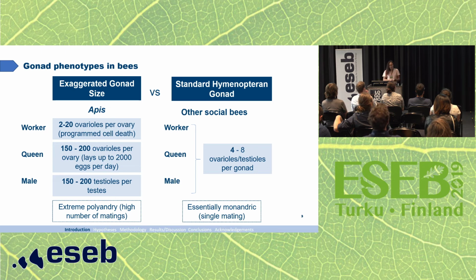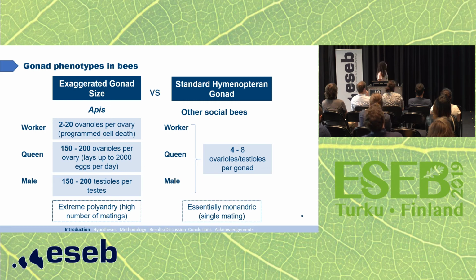So, really similar. When we compare Apis against all the other social species of bees, we see that all the sexes and castes have only 4 to 8 ovarioles or testioles per gonad. Another interesting difference is that Apis are extremely polyandrous, with a high number of matings, against all the other social bees that are essentially monandrous, with single mating.